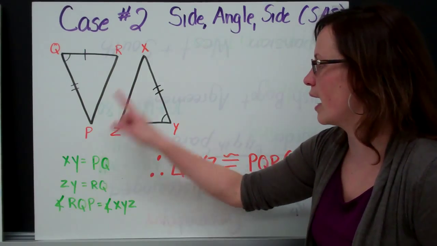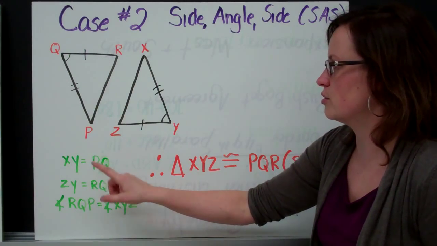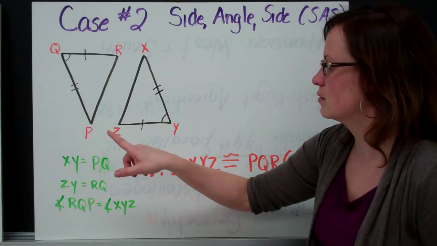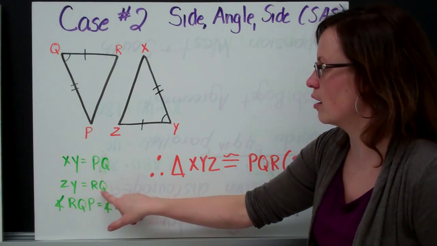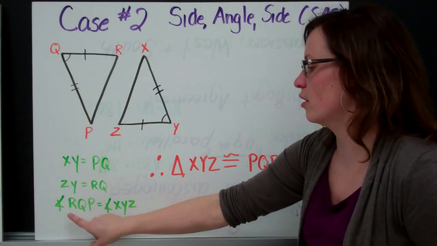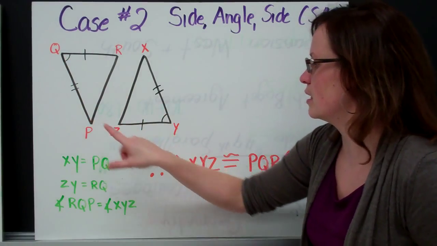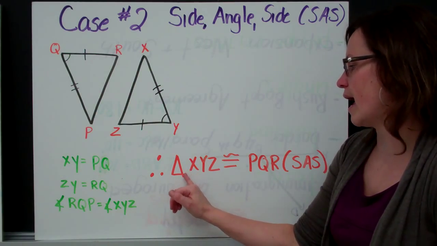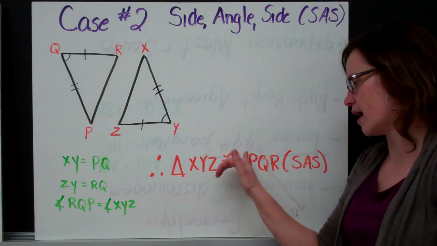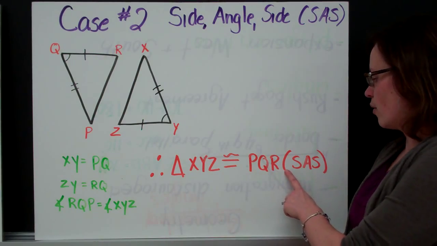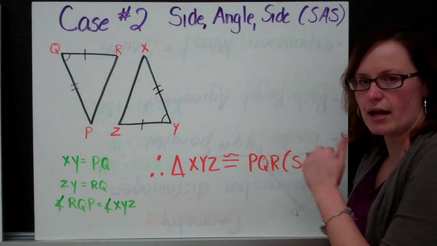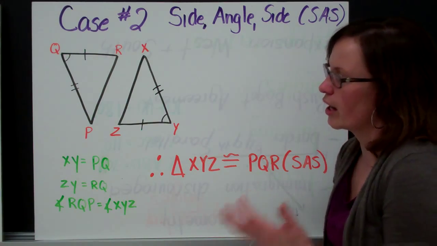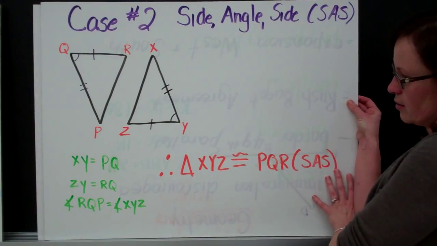So side XY is equal to PQ, right? Side ZY is equal to RQ, and angle RQP is equal to angle XYZ. So therefore, triangle XYZ is congruent to, again I forgot that triangle mark, PQR, because of the SAS rule, or the side, angle, side rule. So you're stating why you found your answer, how you know that your answer is correct, what rule you used.